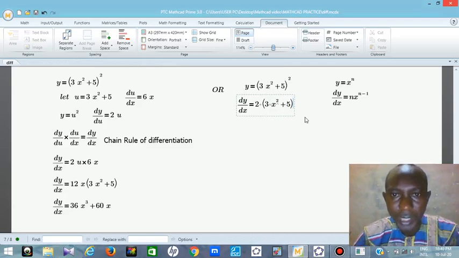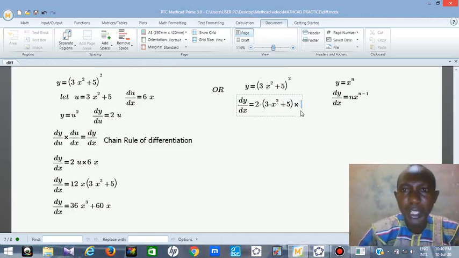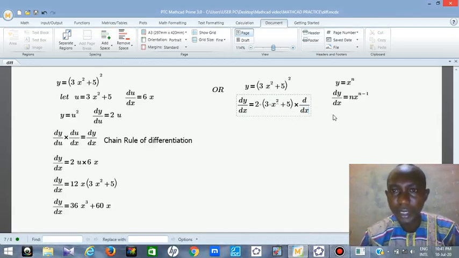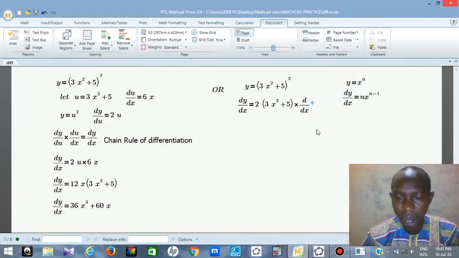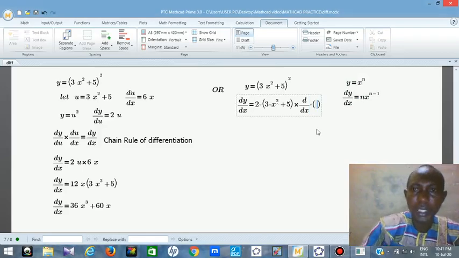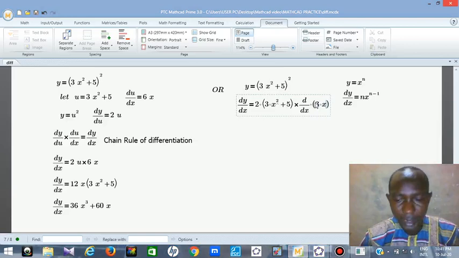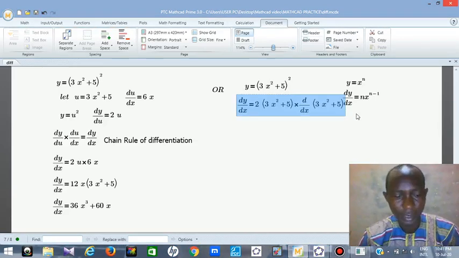Then we are now here, but don't stop here. The next thing is multiply. Then you introduce d/dx. d/dx is another form of writing differentiation. So d/dx of what? When you write d/dx, then you open your bracket and repeat everything inside this bracket. After d/dx, you write 3x squared plus 5. Don't forget it inside this bracket, which is 3x squared plus 5. So that is what we have inside this bracket.